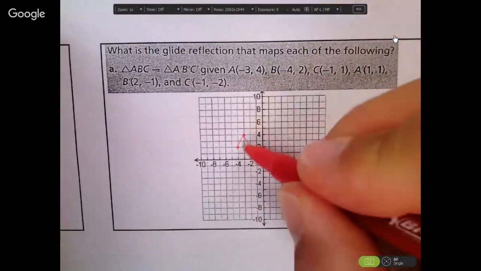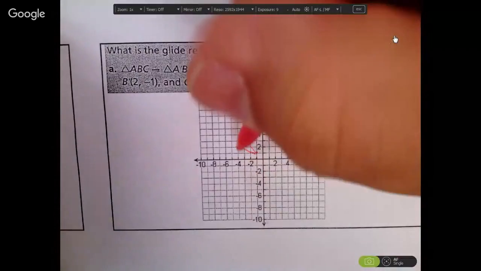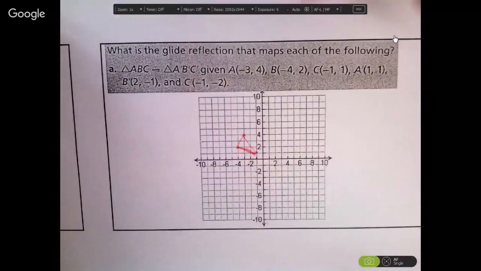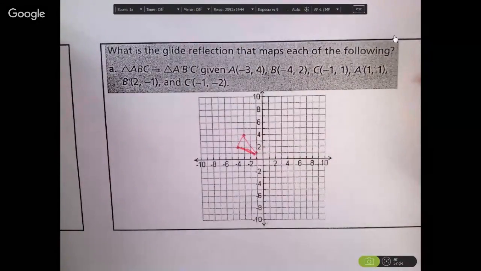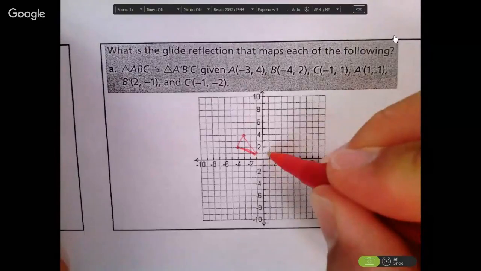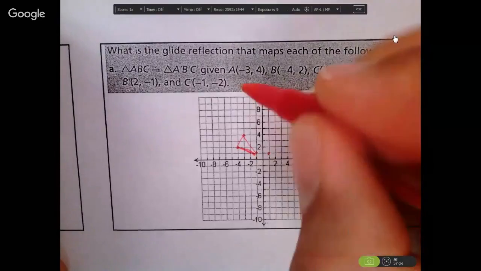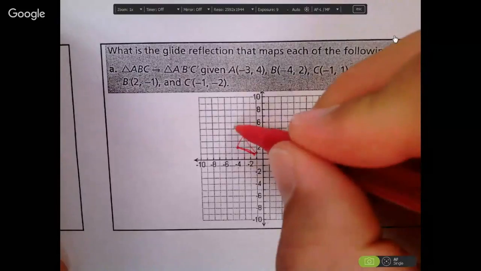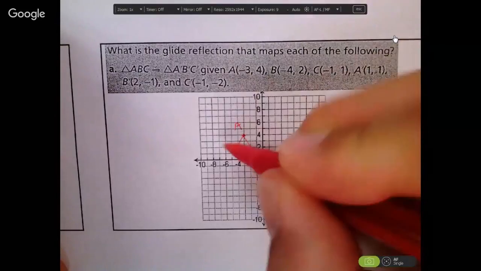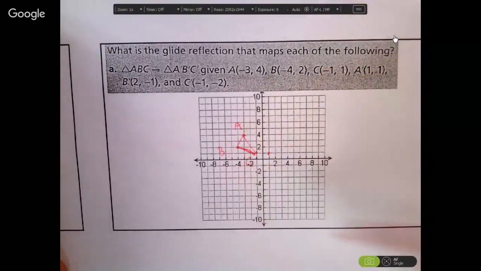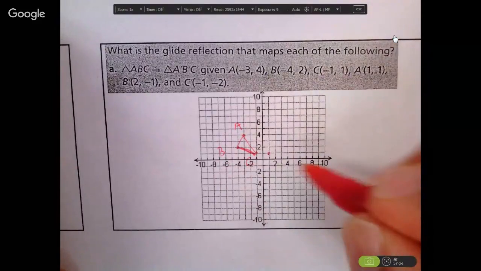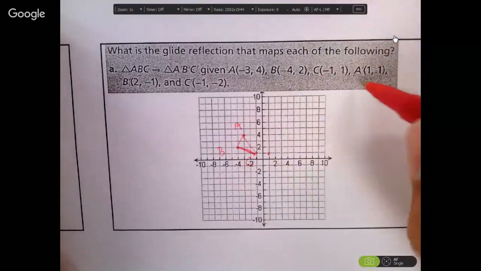A right triangle. Is it right? Yeah, it is. Here's the $1 million question: does it matter whether it's a right triangle? It does not. It's just a fun fact. 1, 1 is my A. It's probably important to label your A, B, C so that you can figure out which point is which. 1, 1 is our A prime.